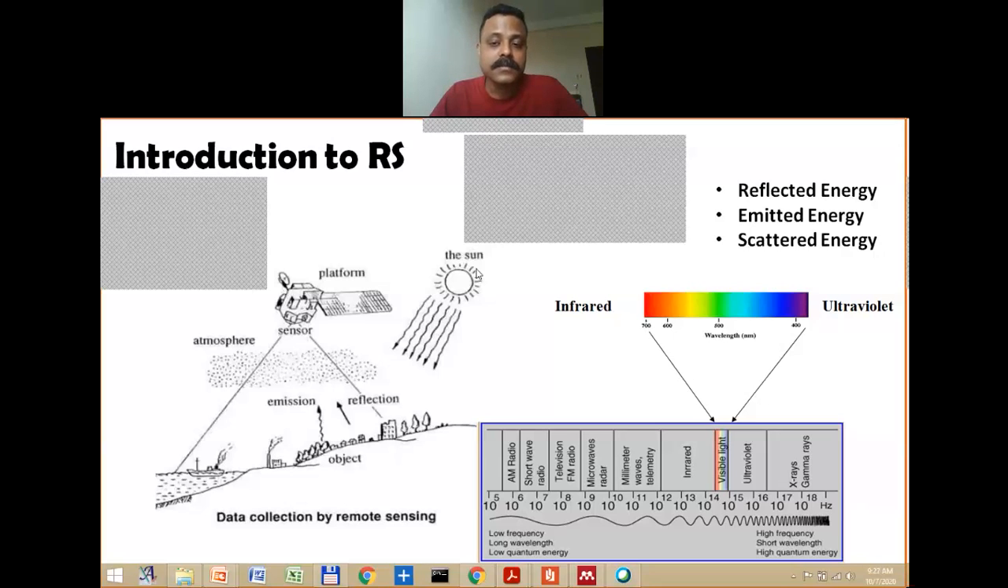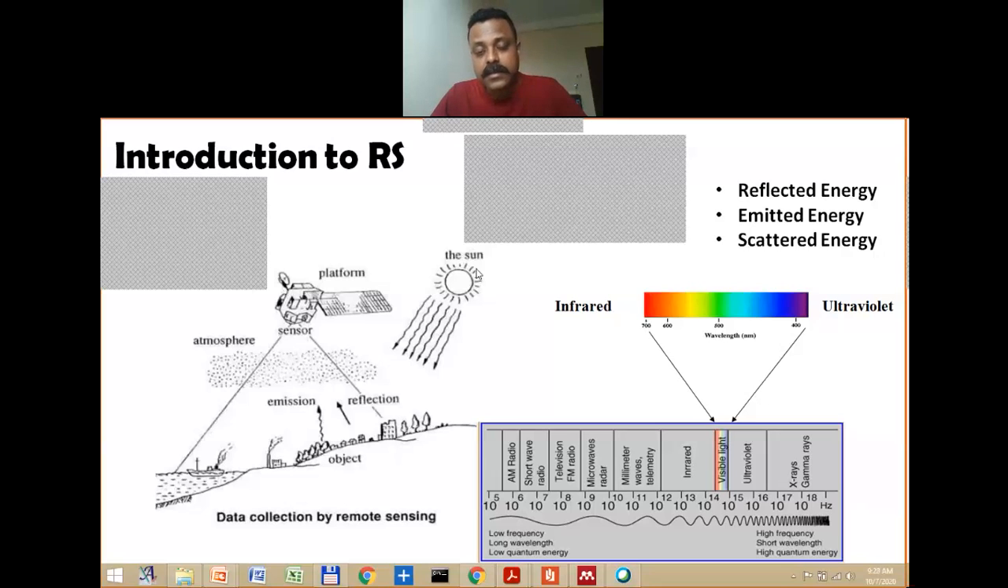One is the visible light, that is known as optical remote sensing. I would strongly suggest you write in your notebook whatever things I'm saying. So if you are using visible light, or a range of wavelengths starting from 400 to 700 nanometer for remote sensing investigations, this is known as optical remote sensing.